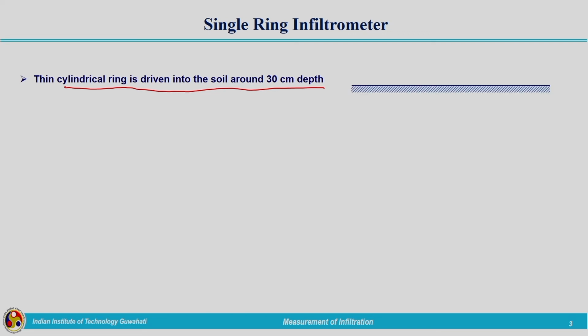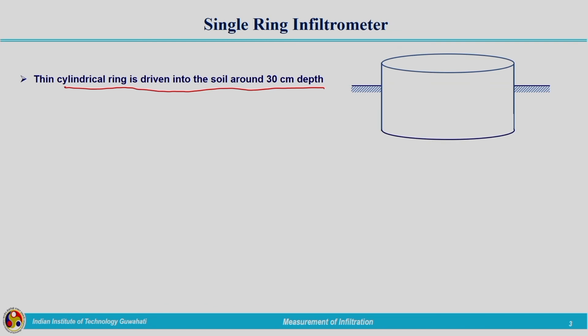Let this be the ground surface. We are going to insert the cylindrical ring into the ground. This way we will be inserting. It will be inserted up to 30 centimeter depth, approximately 30 centimeter. Sometimes, depending on the soil strata, it will be very difficult to insert this much depth, but as much as possible we will be inserting into the ground.